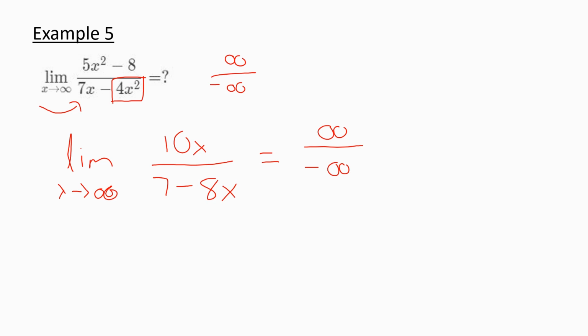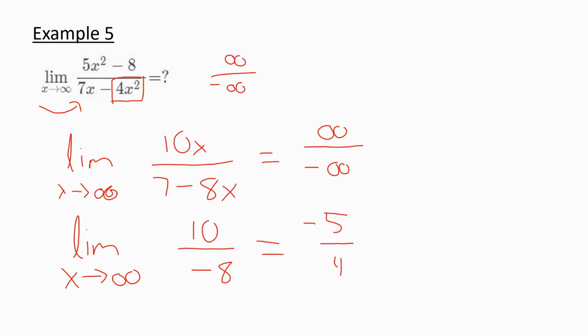So, let's see, can I go any further? I actually can. In the last problem, I couldn't, but this one I can. So as x approaches infinity, the derivative of 10x is just 10. The derivative of 7 is 0, minus the derivative of negative 8x, which is negative 8. You're like, hey, what do I have here? Well, that's actually our answer. I can reduce that as 5 over 4, and that's negative 5 over 4.